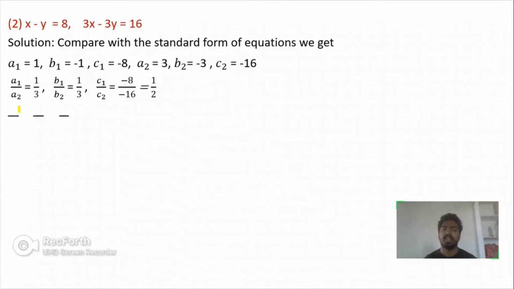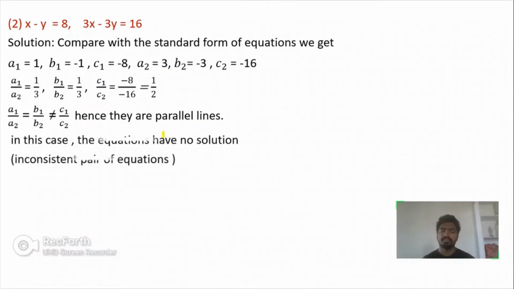Here the value of a1 by a2 is equal to 1 by 3, b1 by b2 is equal to 1 by 3 and c1 by c2 is equal to 1 by 2. So we can clearly say that a1 by a2 is equal to b1 by b2 but not equal to c1 by c2. Hence these are said to be parallel lines. So if they are parallel lines, in this case the equation has no solution, that is inconsistent pair of equations.